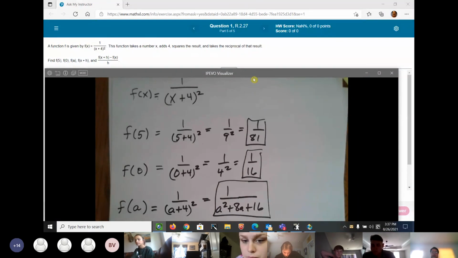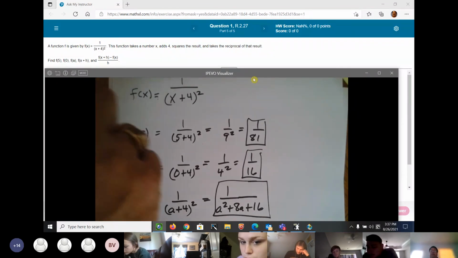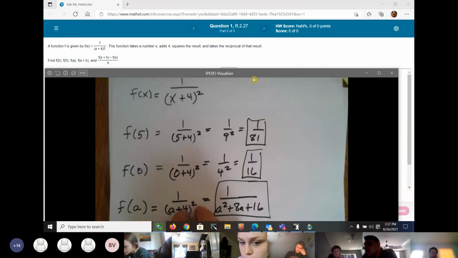And now let's do x plus h. Let's do the difference quotient. So I'm going to let y'all do the difference quotient. And I'm skipping x plus h. I want you to do the next one, which is f of x plus h minus f of x over h. I want you to do that last one.